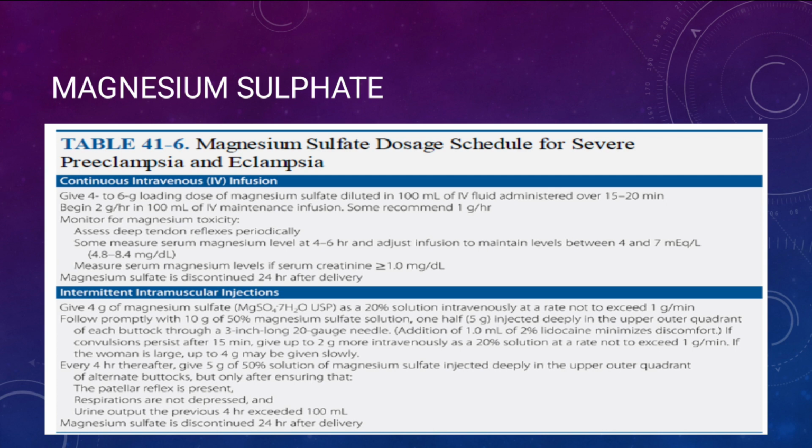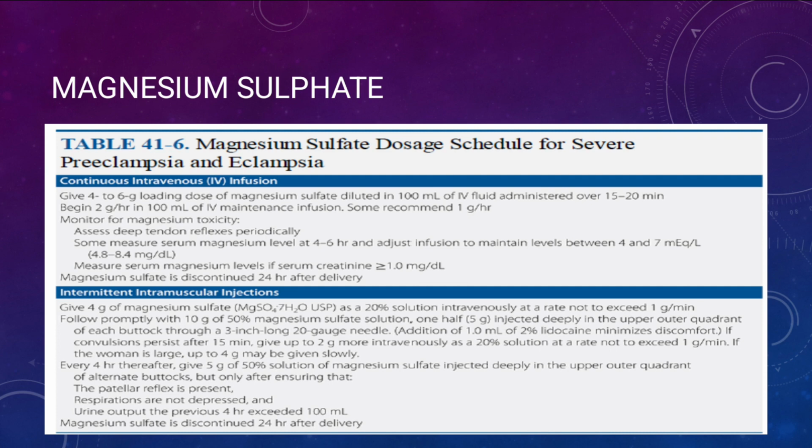For those who have signs and symptoms of eclampsia, give a 4 to 6 gram loading dose in 100 ml IV fluid over 15 to 20 minutes, then begin 2 grams per hour in 100 ml IV maintenance infusion. Some recommend 1 gram per hour. Monitor for magnesium toxicity, deep tendon reflexes, and adjust the infusion.